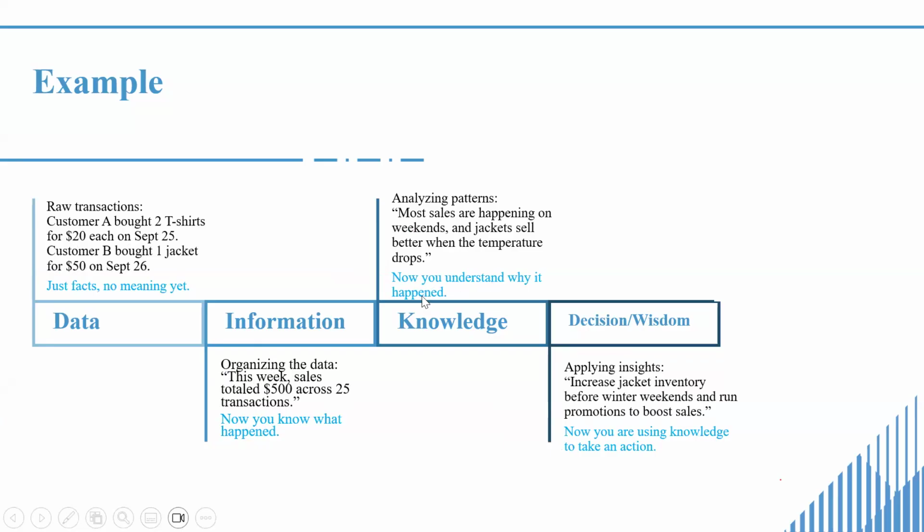Now you understand why it happened. Analyze patterns. Most sales are happening on weekends because people are not going to work. And jackets sell better when the temperature drops. So when there is winter, people are going to buy jackets. Now you are seeing the insights, which is your knowledge, that you understand why it happened.